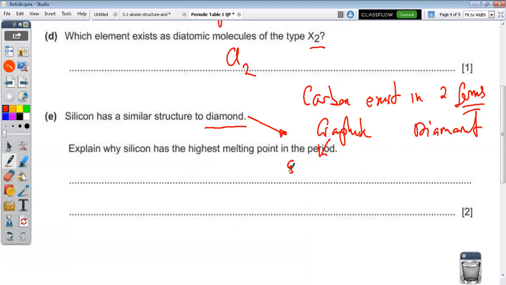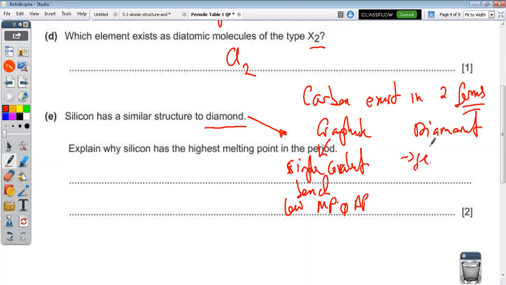This one here is a simple covalent bond. We'll explain the structure now. Simple covalent bond means low melting point and boiling point. MP means melting point, BP boiling point. This one has got a giant covalent bond, so it means high melting point and boiling point.